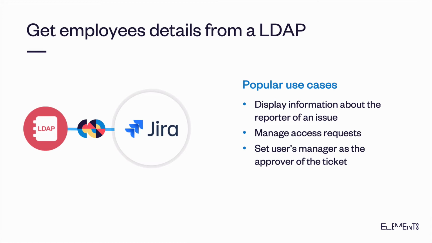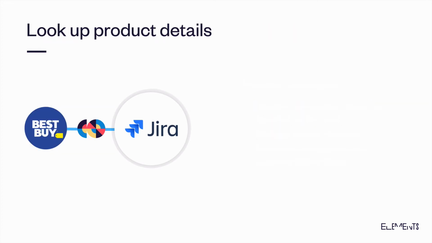How do you do that? Well, simply put, you can use a velocity variable in your Connect custom field to fetch the current user's manager from your LDAP, and then you can set him as the approver of the ticket. Let's move on to our second use case.